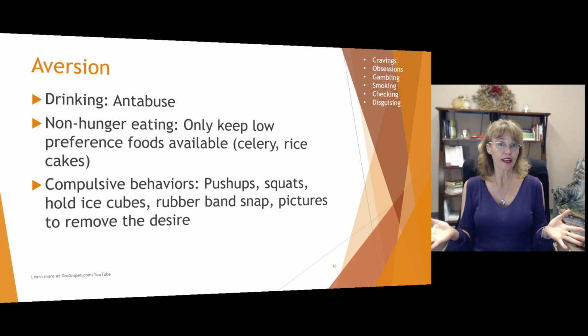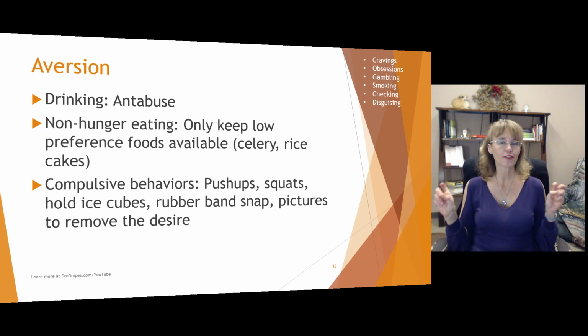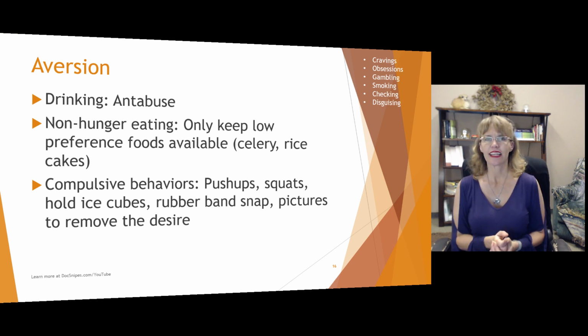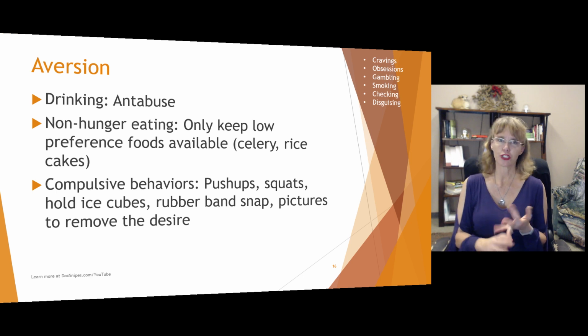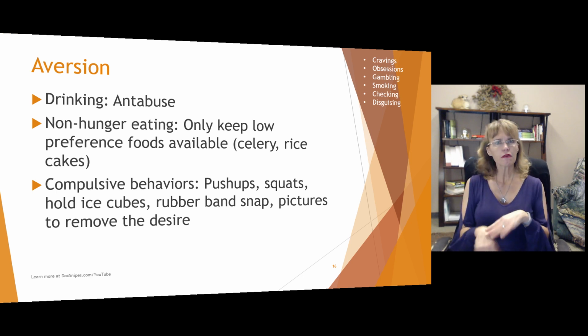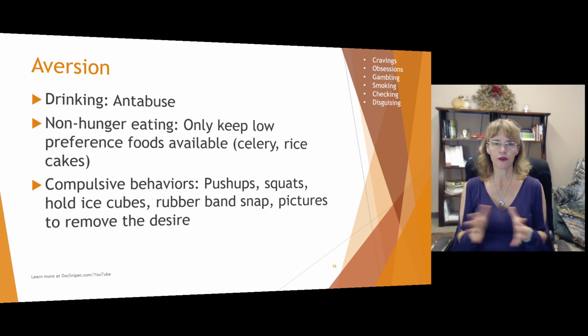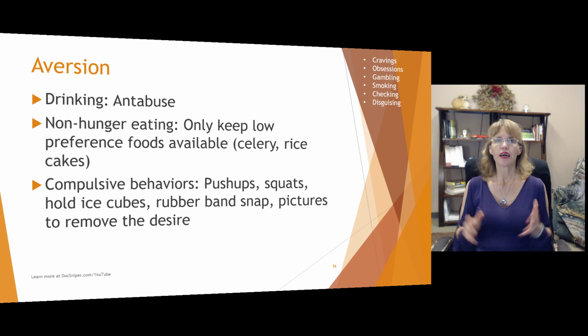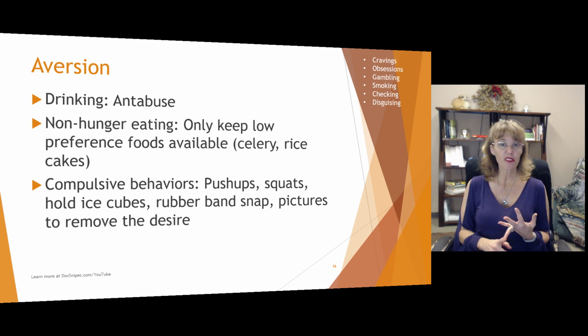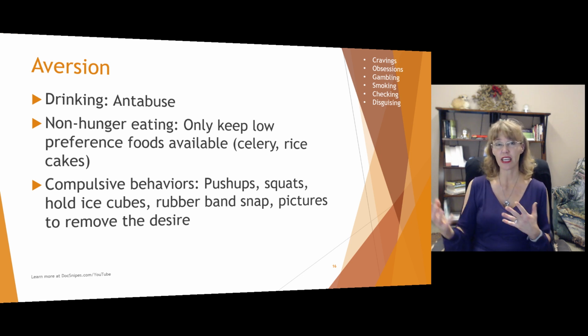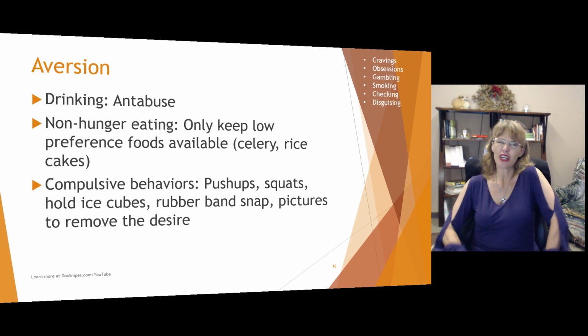For non-hunger eating, only keep low preference foods available. The things that you really like to eat, like peanut butter or chocolate or cookies or whatever, don't keep those in the house, or don't keep those where they're easily accessible. Instead, keep prepared celery sticks, plain rice cakes, those sorts of things available. So you look at them and you go, nah, I'm not hungry enough to eat that.